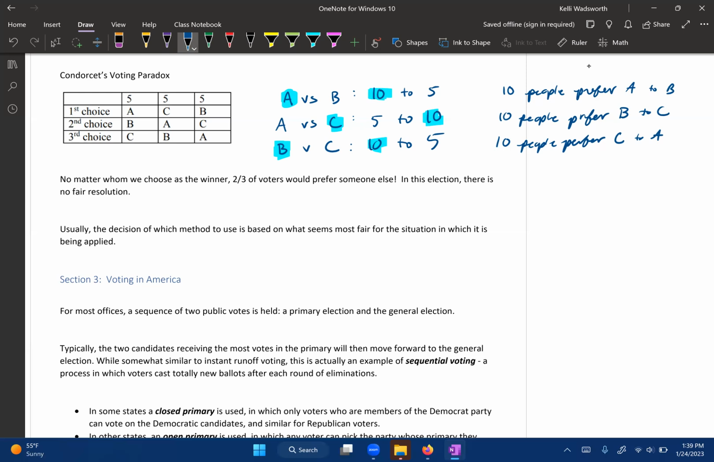So they're saying here that no matter who you choose, 2/3 of the people would actually prefer somebody else. Notice how there's no Condorcet candidate here. There's no one who wins in a pairwise comparison every time they're involved. All the numbers are equal, right? And so you would have to find some other way of finding a winner. But either way, whoever wins, if you look at pairwise comparisons, 2/3 of the people would prefer someone else.